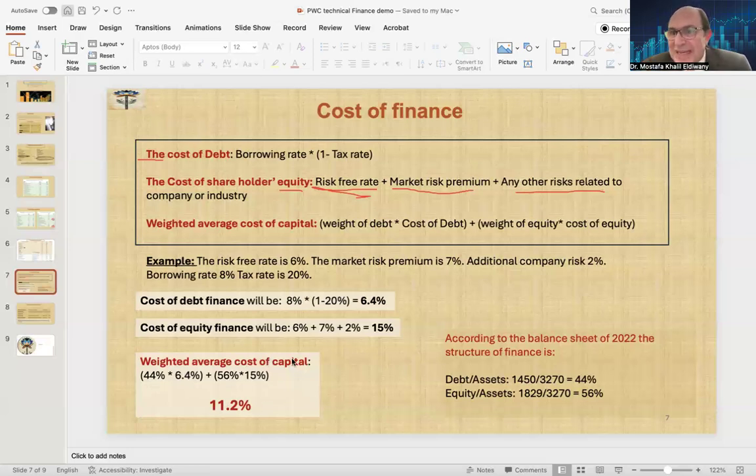Sometimes they call it the WACC, sometimes the cost of finance, sometimes the MAR, the minimum acceptable rate of return. This is the key number that you are going to use if you are going to do a feasibility study, if you are going to decide if the business is really adding value to the shareholders or not. This is the key number. Don't ever forget it.